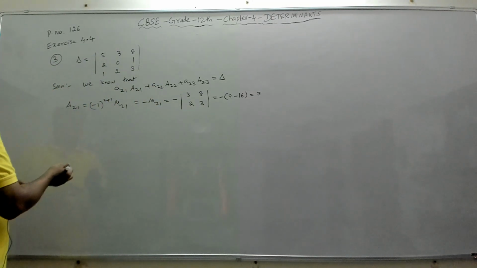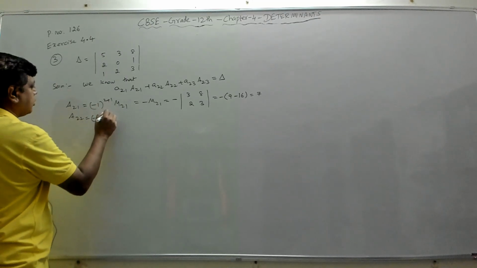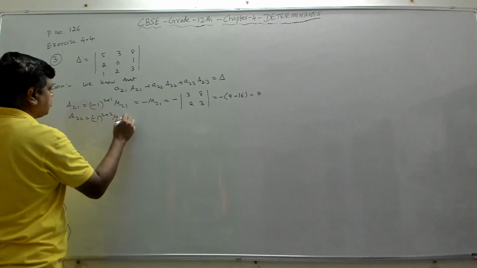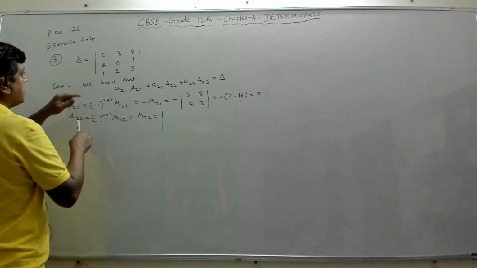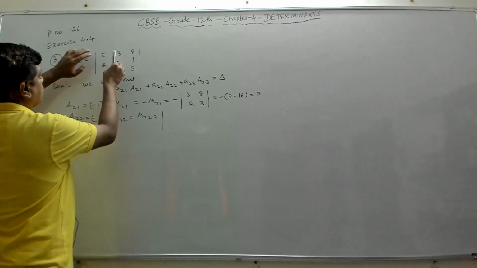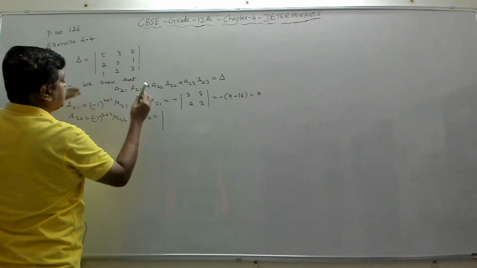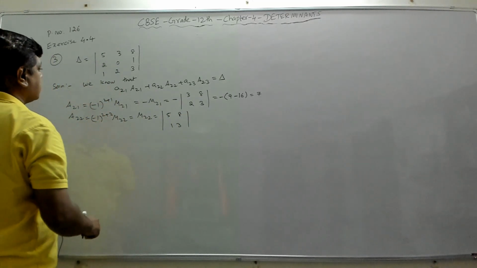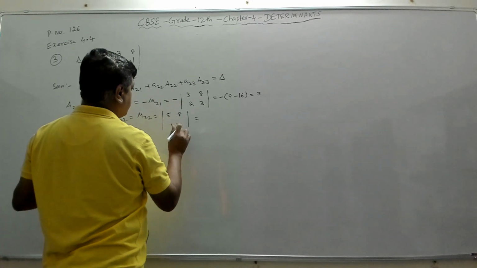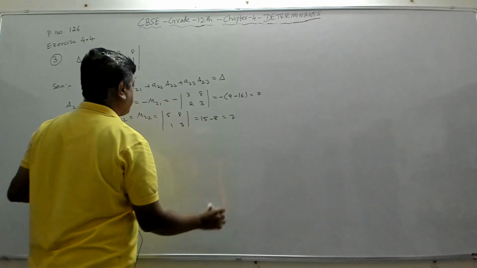Fine. Now A22. A22 is minus 1 power 2 plus 2 M22. That is equal to M22, and that is equal to determinant of, what is M22? Second row, second column. So close this particular row and this particular column. I'll get 5, 8, 1, 3. So if you do this, 5 times 3 is 15 minus 8, which is 7.